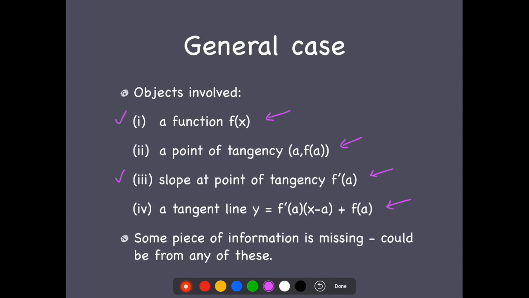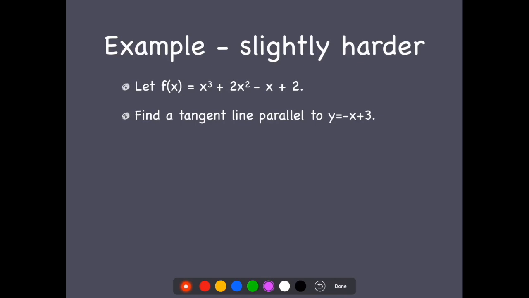Some piece of information is given, some is missing, and you've got to fill in the blanks. And that is the sort of general view of tangent lines. Okay, here's a slightly harder problem. Let f of x equal the same function, x cubed plus 2x squared minus x plus 3, and I want to find the tangent line parallel to y equals minus x plus 3.